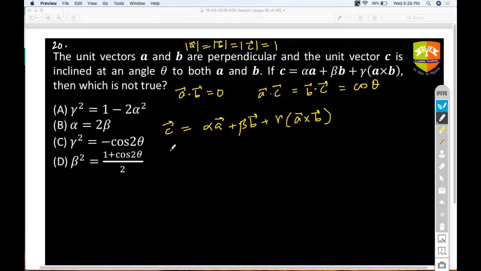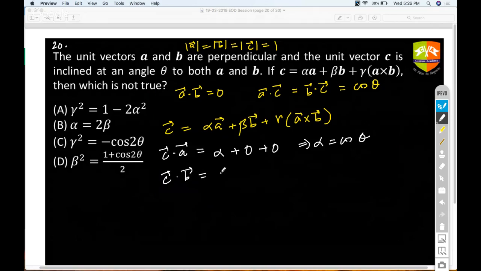Okay, so let us take the dot product with A first. So C dot A is going to be alpha, A dot A is going to be 1. This is going to be 0, and this is again going to be 0. That means alpha is going to be cos of theta. If you take dot product with B, it will be 0 again because A dot B is 0. This will be beta, and this again will be 0 because A cross B dot A and A cross B dot B, they'll both be 0. So even beta is going to be cos of theta.